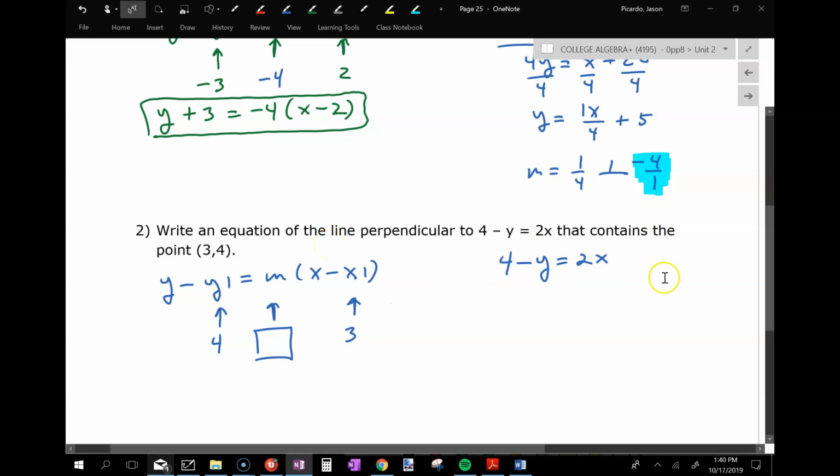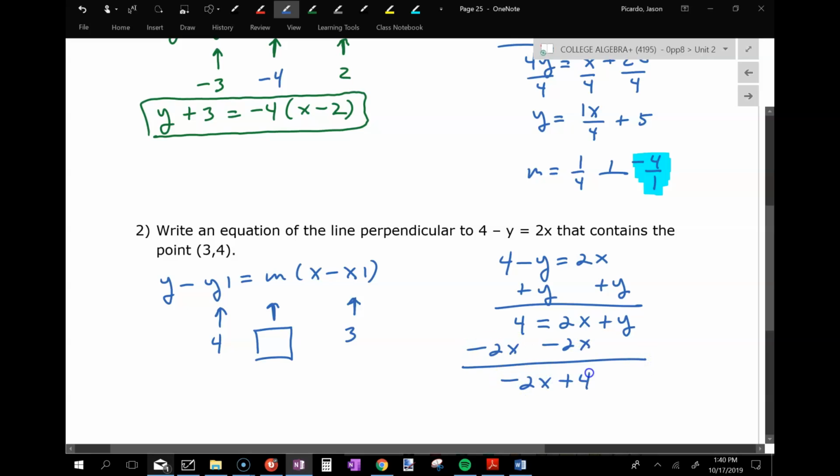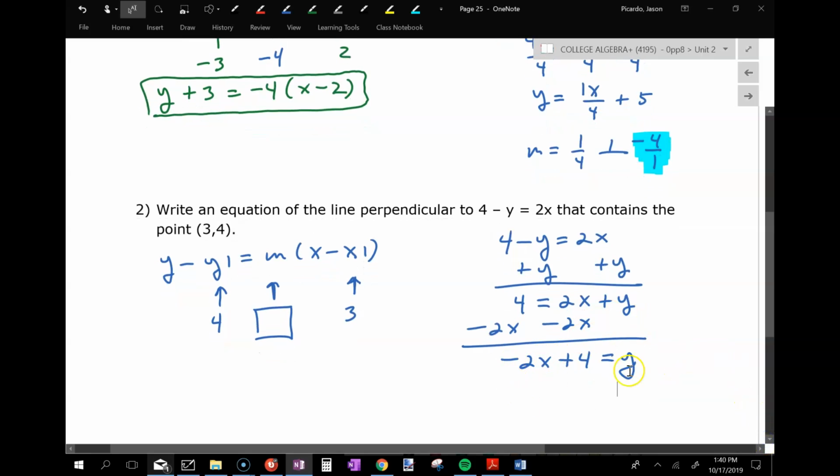So if I added the y, I would get that, right? So what is the slope of this line now that we've got y alone? We got -2. And -2 is perpendicular to what? 1 over positive 1/2. And positive 1/2 is what we're putting in.